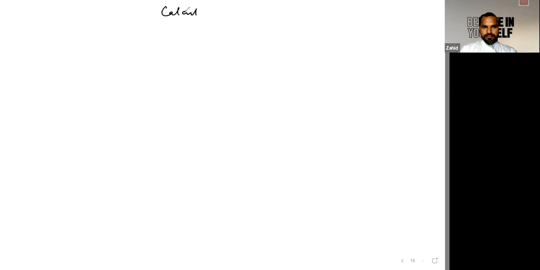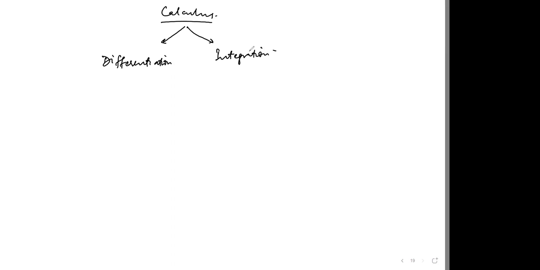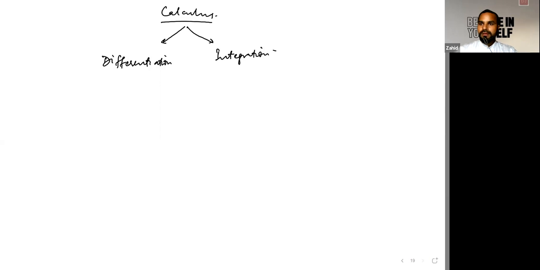Calculus is nothing but mathematics related to any curve or any of the geometrical term. So in calculus, we mainly divide into two parts. First is called differentiation, and second is called integration. Today I will define you about integration, that is the reverse process of differentiation.